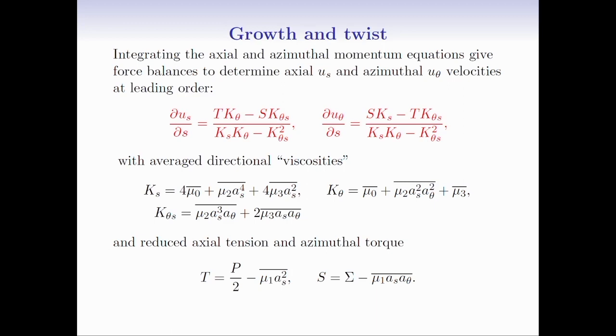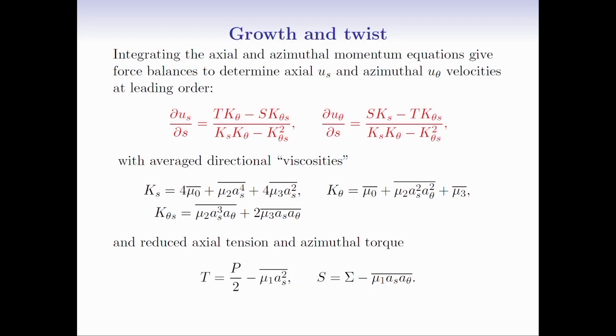If I start off with my axial and azimuthal momentum equations, and I integrate them, and I fiddle around with them a little bit and do a bit of algebra, I could end up with expressions for U_S, which is my axial velocity, and U_theta, which is my azimuthal velocity. I've written it all in this format because it's an awful lot. You can unpack what's going on by doing it this way.